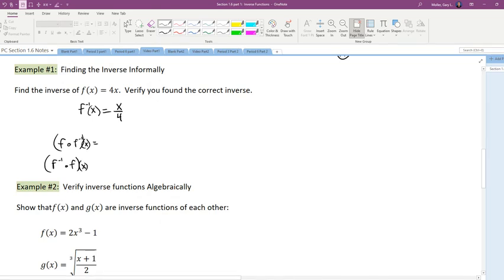All right, so what does this say? This says take function f, 4 times x, and we're going to replace x with the other function, x over 4. When I multiply, the 4's cancel and I get x. If I do it the other way, and I take what I think is the inverse, which is x over 4, and I plug in f of x, 4's cancel, I get x. So yes, we have verified that x divided by 4 is the inverse function to 4 times x. All right.